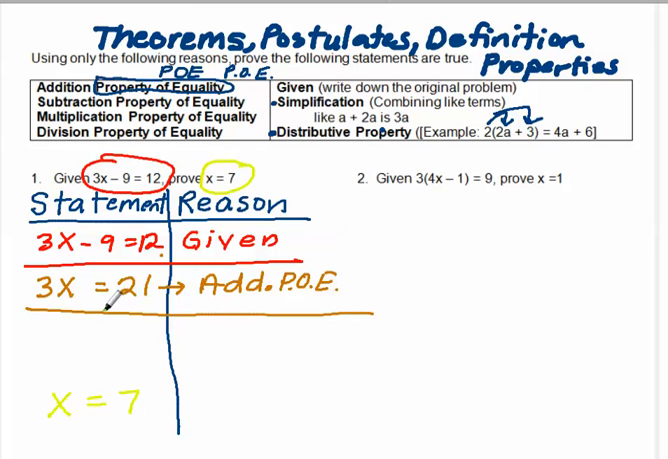Oh, I actually can go from this all the way down to x equals 7, simplify by dividing. Because I'm going to divide both sides by 3, and I would get x equals 7. So we would just call that the division property of equality, or POE.